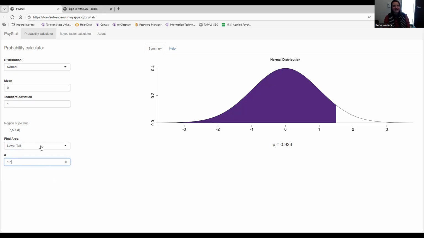1.5. Yes. Make sure it's the lower tail. Make sure you have the right area clicked. Look, P equals 0.93, 93%. Just like that. It's the same answer. But to do that, we needed to have what our z-score was. So let me go back to the PowerPoint so you can see the rest of this.